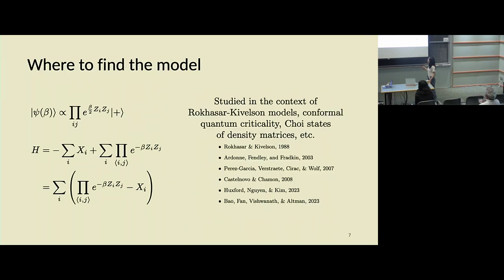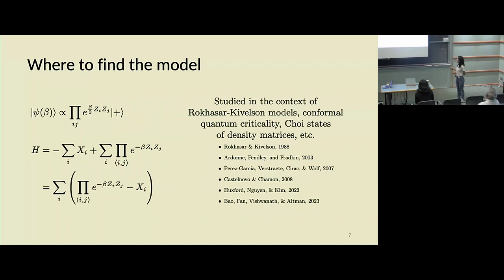And we can find this state in many different contexts. So this was initially studied in the context of Rokhsar-Kivelson models, which are models where you have a quantum ground state that is like a 2 plus 0D classical partition function. And it's also studied in the context of conformal quantum criticality by this paper and many others, if you tune this to, say, its critical point of the classical model.